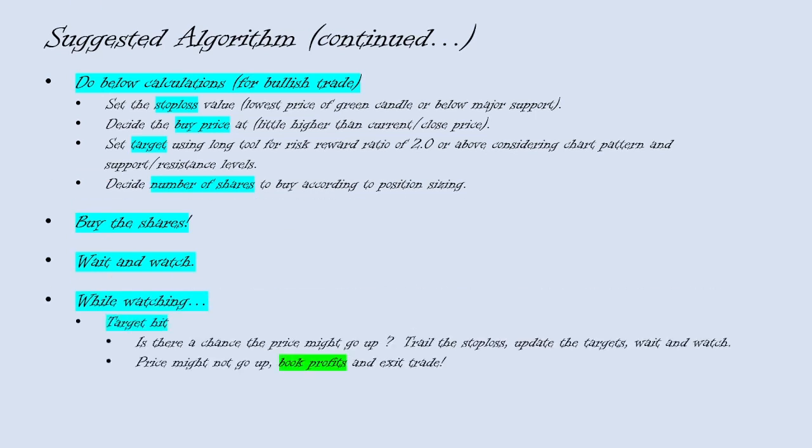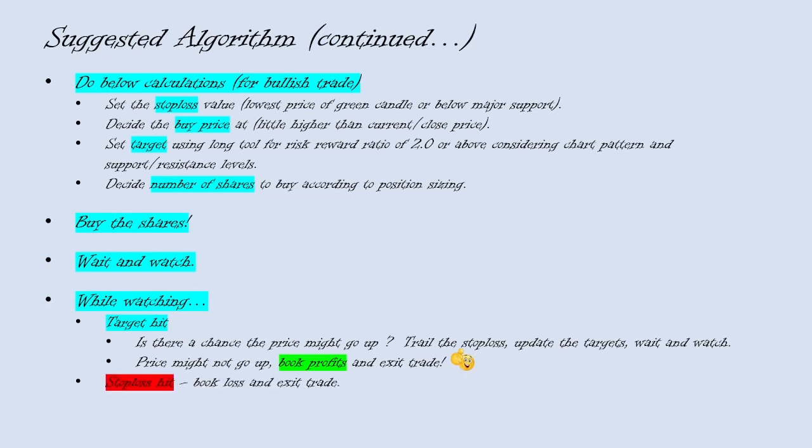Okay, and while you are doing so, if your target is hit, you have to think now: is the price going to go up a little more? If you feel that according to your indicators price is going to go up, then you can trail your stop loss and update your targets to a little bit above, and again go back to wait and watch. If you feel that the price might not go up, you might get a reversal or it might go into a flat trend, then you please book profits and you exit the trade.